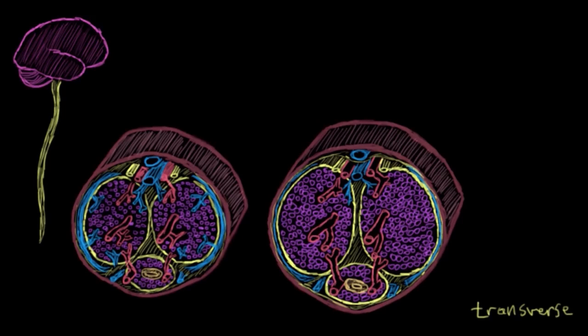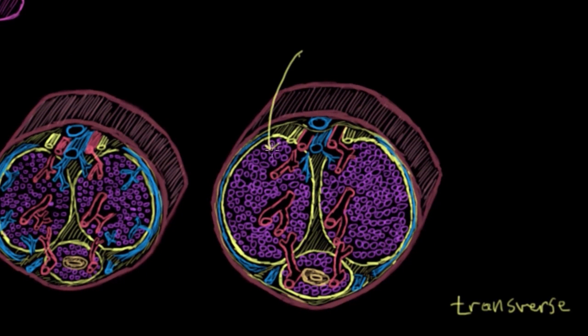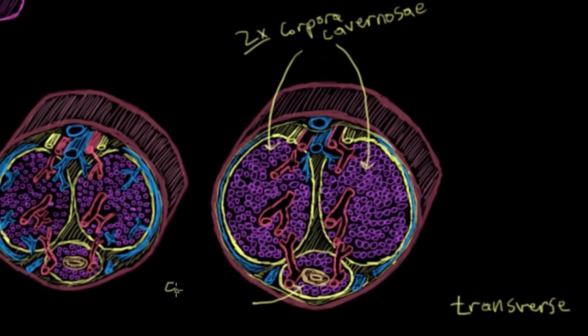So in this view, it's quite easy to see the three cylindrical vascular compartments that get filled with blood during an erection. And so these vascular compartments, or chambers, are called the corpora cavernosae, and you have two of those, one on each side here, and the corpus spongiosum, which you have down here. By the way, this is the bottom of the penis, the underside, and this is the top of the penis. And also this structure here in the center, this tube, is the urethra.